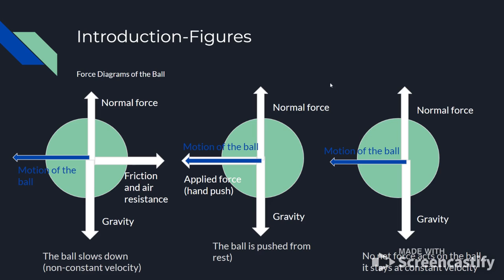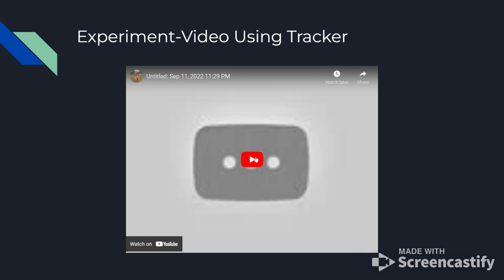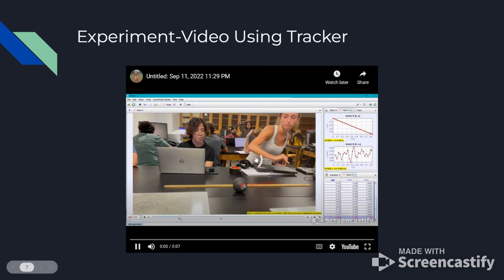Here are some figures demonstrating the force diagrams on the ball. The one that we're really going to focus on is the one on the right, showing the normal force and gravity canceling out and just focusing on the constant velocity of the ball. The middle one shows how the ball went from rest to motion, and the one on the left shows what's really going on. There is friction and air resistance that will cause it to have a non-constant velocity.